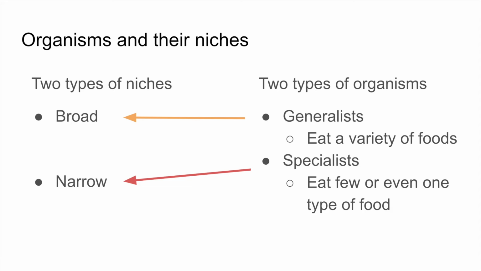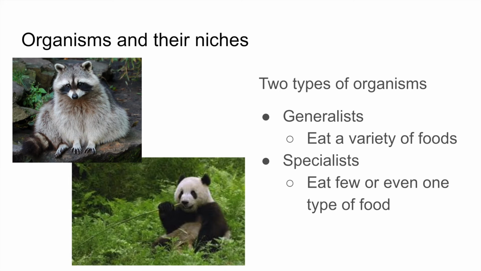Our generalists are part of the broad niche because they eat a lot of different things. The specialists have a narrow niche. They only eat one or very few things. They're picky. So here are our examples. We have a raccoon and we have a panda. Which do you think belongs in each group? Or do they belong to the same group?